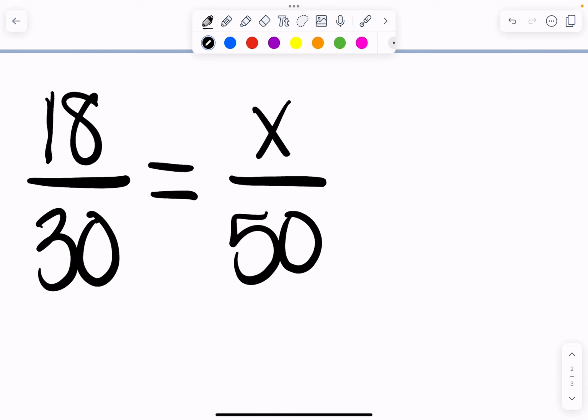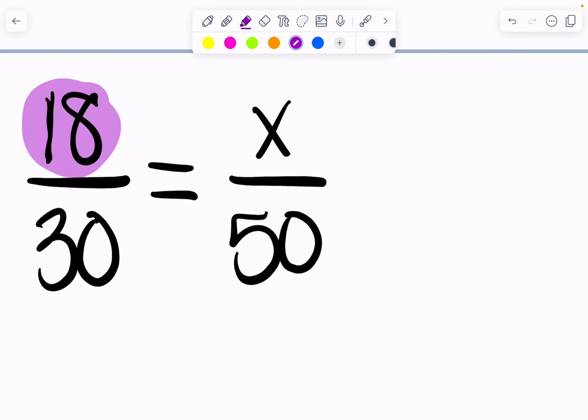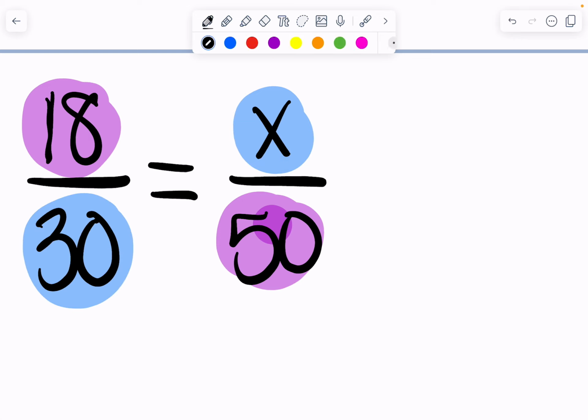I have 18 to 30 is equal to x over 50. So again, there are multiple ways we could solve this. We could simplify this 18/30ths and get a simplified ratio, and then we might be able to see some connections. But if we don't see those connections right off the bat, the cross product method will always work. So if I look at some cross products I have 18 and 50, and 30 and x. So I know that 18 times 50 has to equal the same thing as 30 times x.